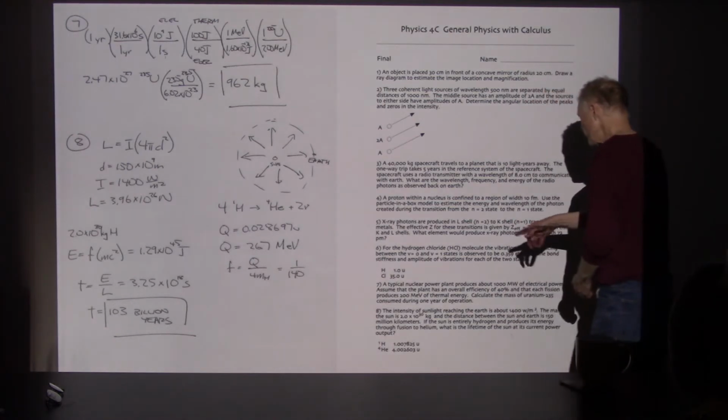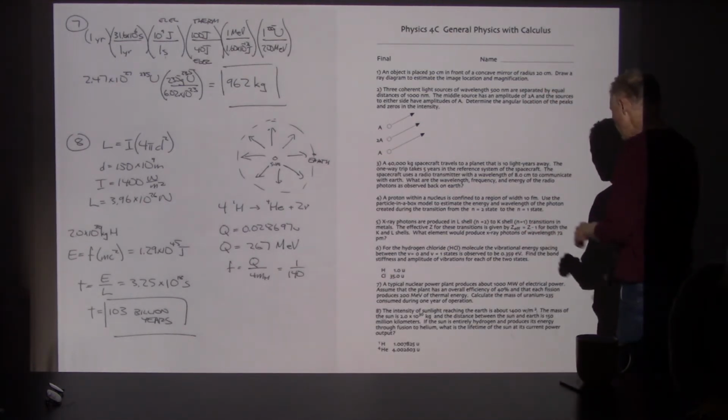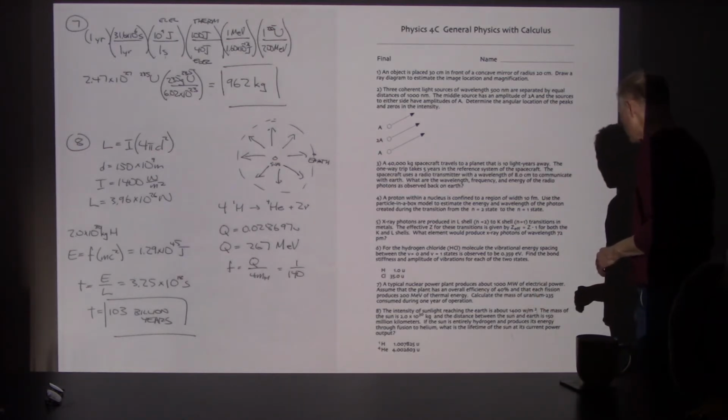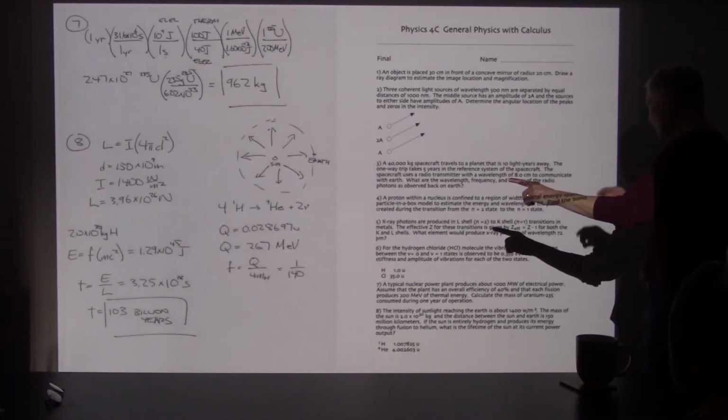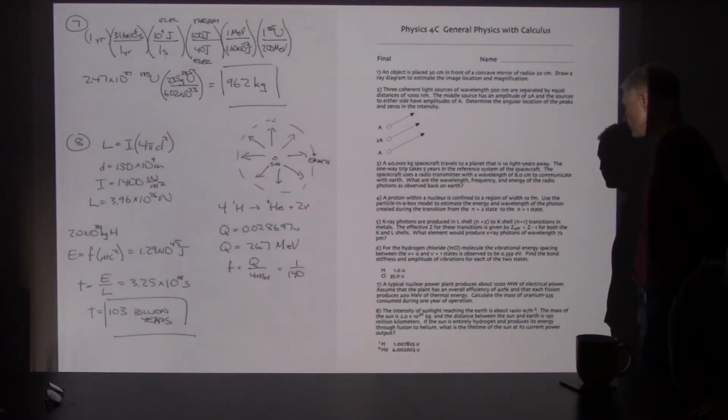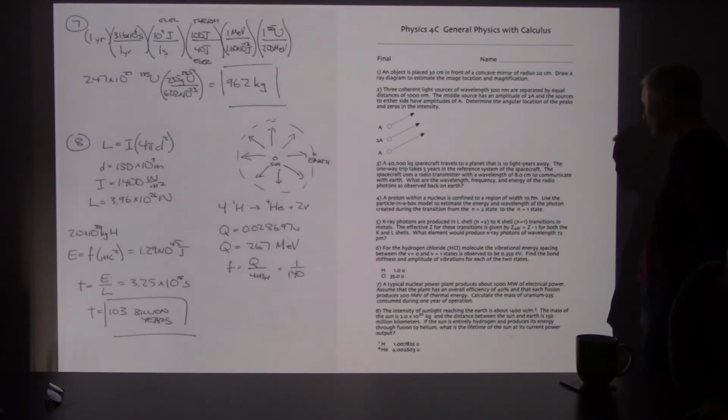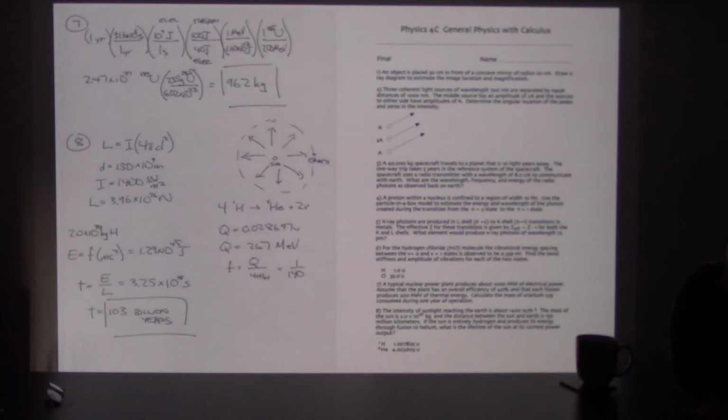So this last problem is saying the intensity of the sunlight reaching the location where the Earth is about 1,400 watts per square meter. The mass of the sun is 2 × 10^30 kilograms. The distance between the center of the sun and the center of the Earth is 150 million kilometers. If the sun were entirely starting out as 100% hydrogen and produced its energy through fusion reactions from hydrogen to helium, what would the lifetime of the sun be at its current power output? How long is the sun going to last? That seems like a pretty relevant problem.